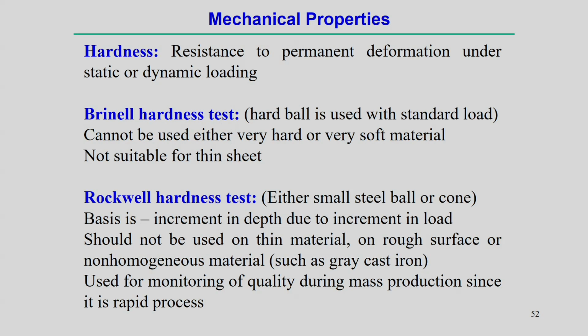A hard ball is used with a standard load, and it cannot be used with either very hard or very soft material, and of course it is not suitable for very thin sheet. So, the Brinell hardness test uses a round ball, and a standard load is applied to this ball, and the ball indents the surface, and we measure the indentation area. The load divided by that indentation area, in general, is a representation equivalent to the hardness.